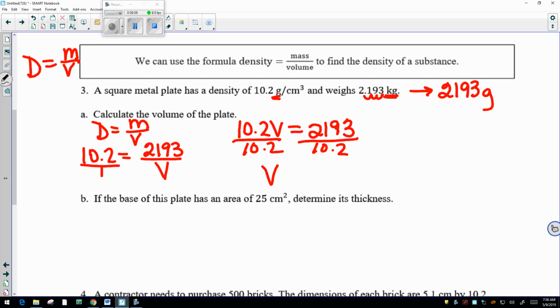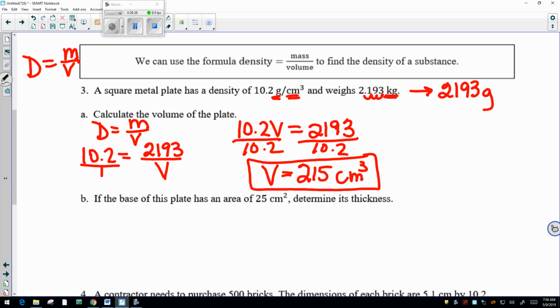We're going to find our volume for the shape is going to turn out to be about 215, and don't forget your label, centimeters cubed. And we need the centimeters because if we look back at the density, the centimeters are part of our density label.